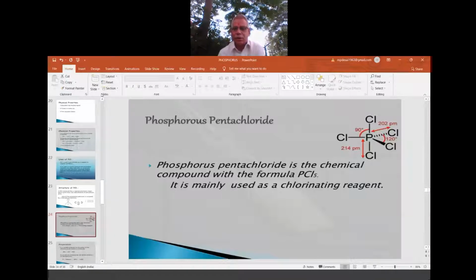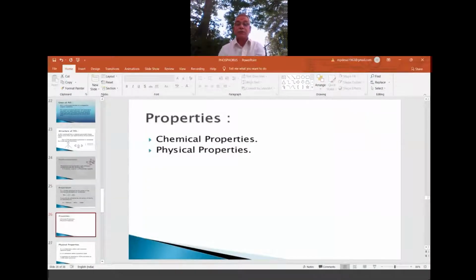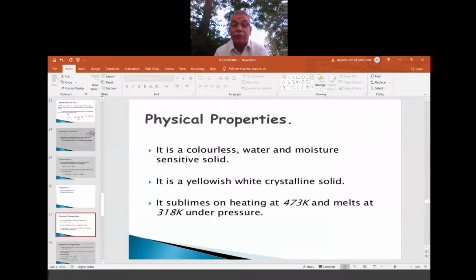Okay, so this is all explained only on the structure part. And the same method we used in the case of PCl3, you can employ here also, either by direct combination of the constituent elements or using thionyl chloride. Okay, right. So regarding properties, it is yellowish white due to the continuous giving off of chlorine gas.